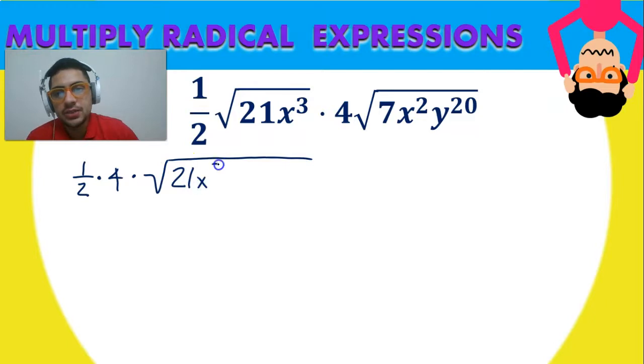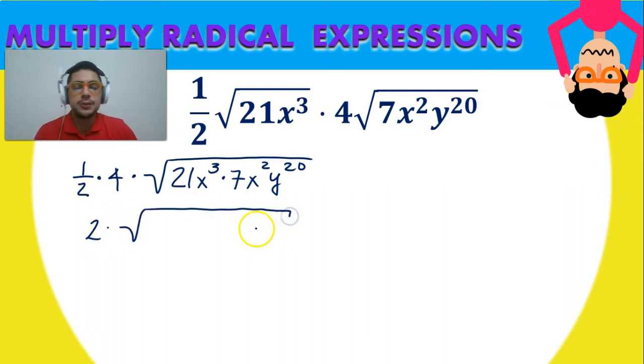So 21x to the power of 3 times 7x squared y to the power of 20. Now, 1/2 multiplied by 4 is going to be 2, and then we're going to take a look at what's inside the square root. So inside the square root, we have 21 and 7, which are both numbers. 21 can actually be broken down as 3 times 7, and that is going to be multiplied by the other 7 that was here. This is the second step about rewriting to find out perfect square roots.